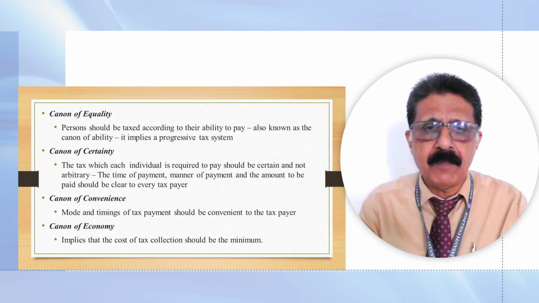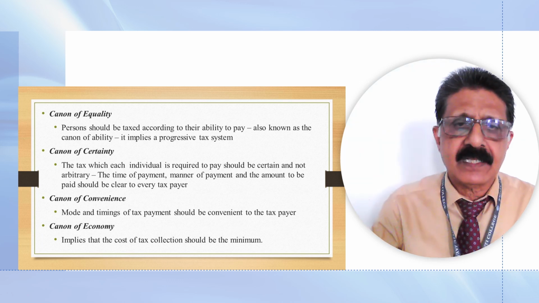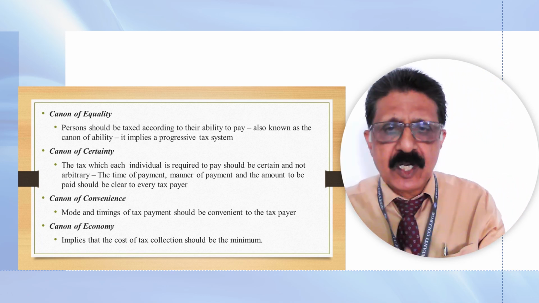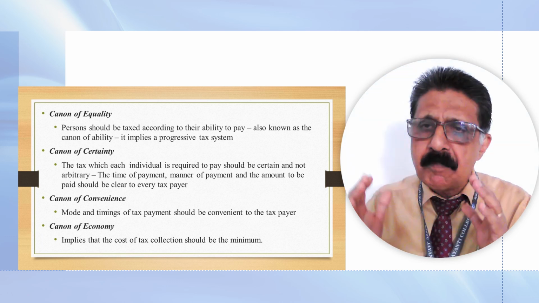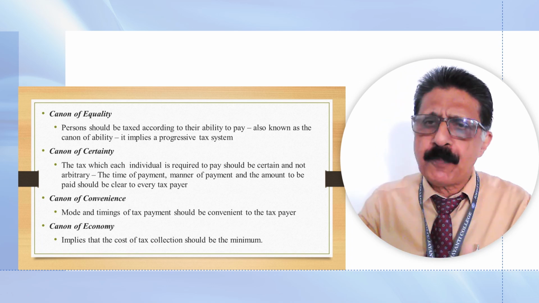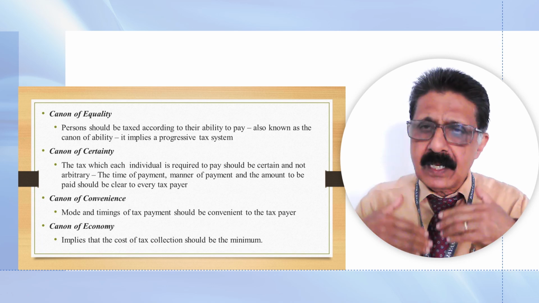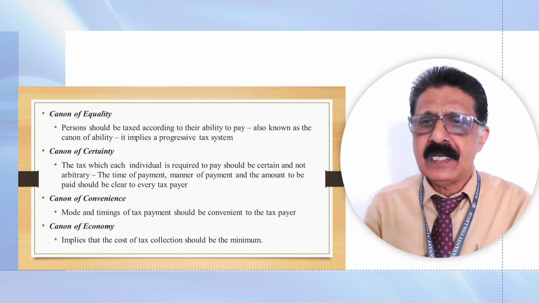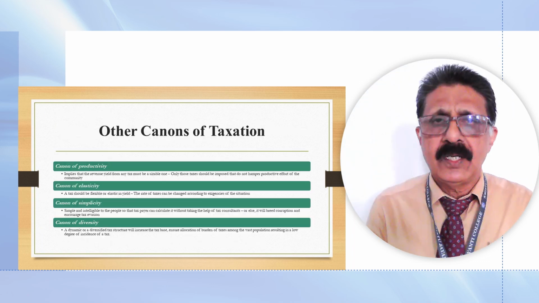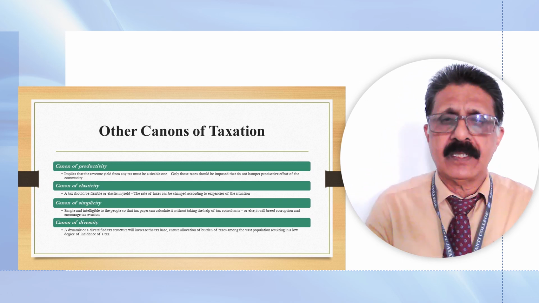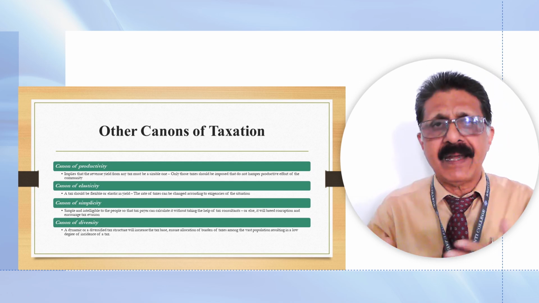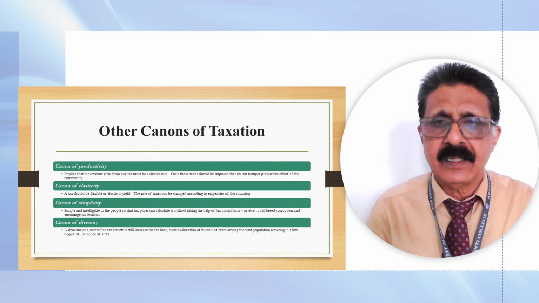The fourth canon, namely the canon of economy, implies that the cost which the government will have to incur for collection of the tax should be the minimum possible. So if the government has to spend a huge portion of the proceeds as expenses, then such a tax cannot be justified. To the 4 basic principles propounded by Adam Smith, a few more were added later by subsequent economists.